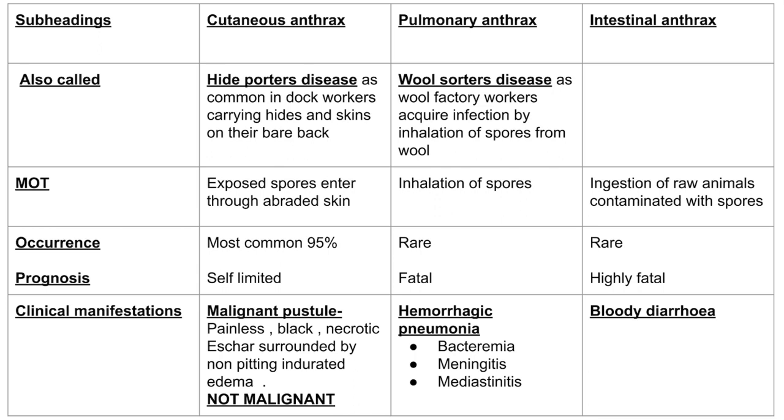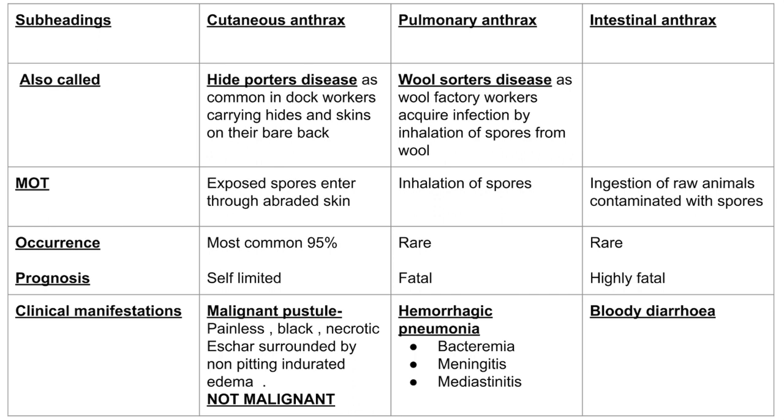Let's go to pulmonary anthrax. It is also called wool sorter's disease because people who work in wool factories can acquire this infection by inhalation of spores from the infected wool. Wool is taken from the animal's body. Mode of transmission is by inhalation of spores. Occurrence is rare. Prognosis is fatal. Clinical manifestations: it can cause hemorrhagic pneumonia, which can lead to bacteremia, meningitis and hemorrhagic mediastinitis.